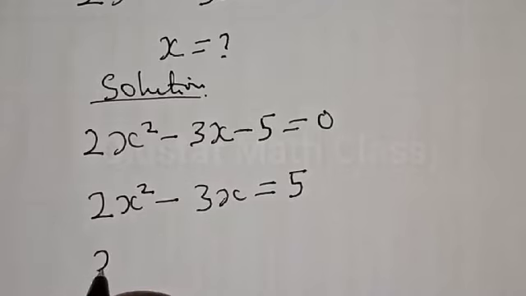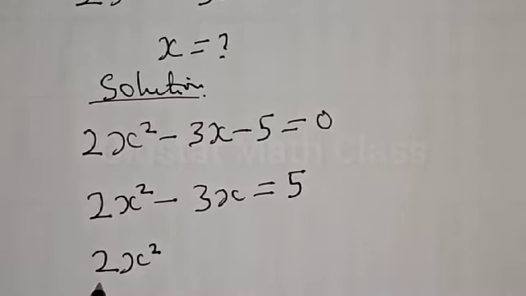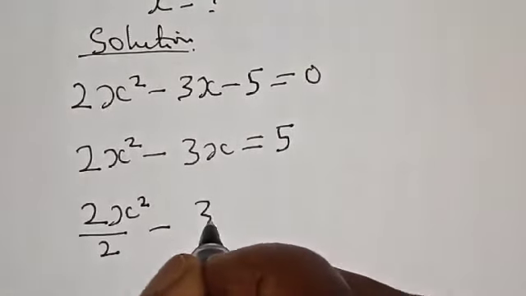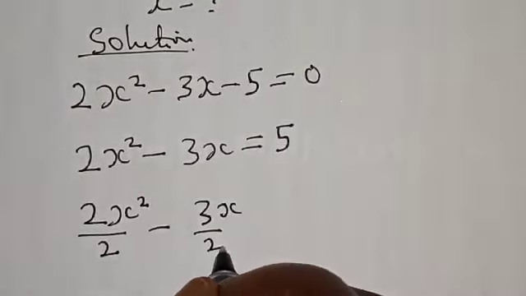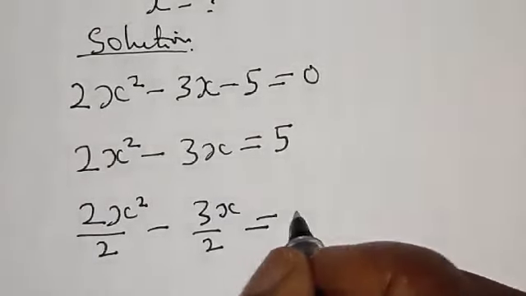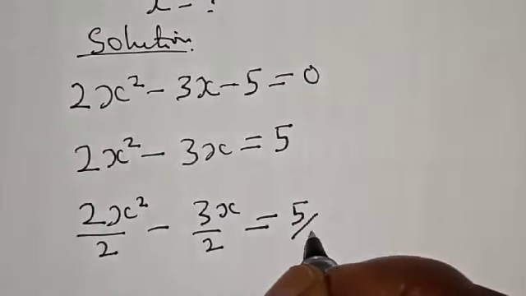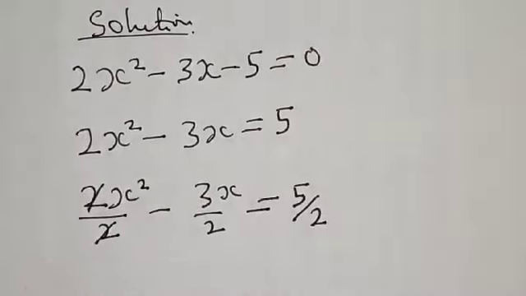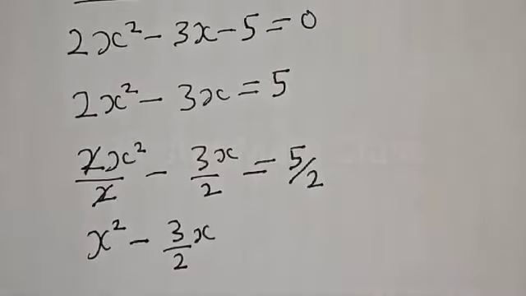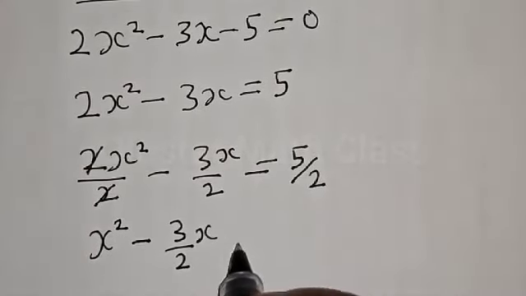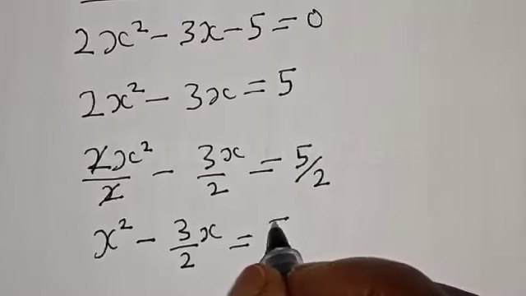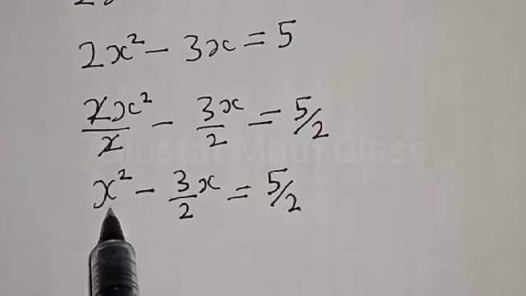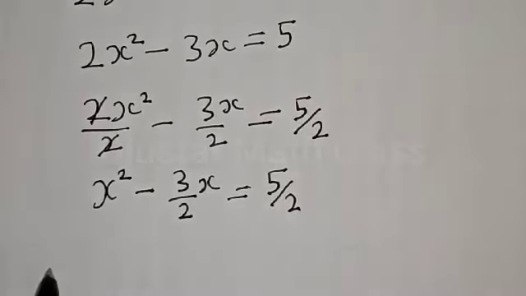We have 2x squared over 2 minus 3x over 2 equal to 5 over 2. This 2 will cancel this 2. x squared minus 3x over 2 equal to 5 over 2. Let's add the square of half of the coefficient of x to both sides.